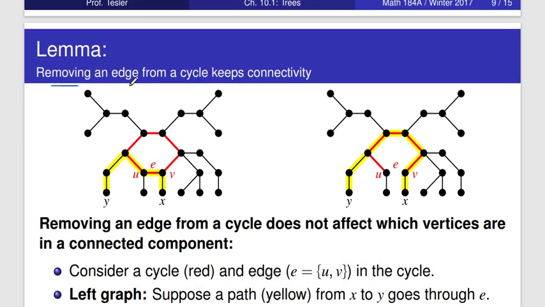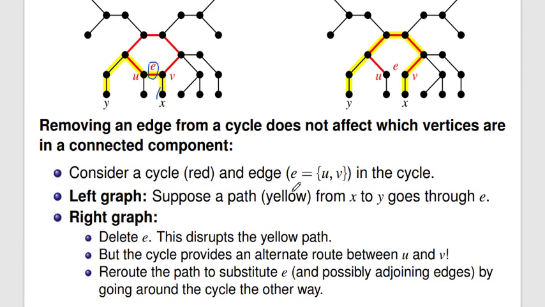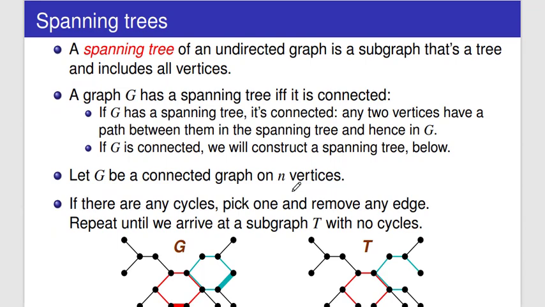Then the lemma: removing an edge from a cycle keeps connectivity. If we remove any edge, we can always make a path from y to x. It doesn't break down. Then spanning tree, this is important.